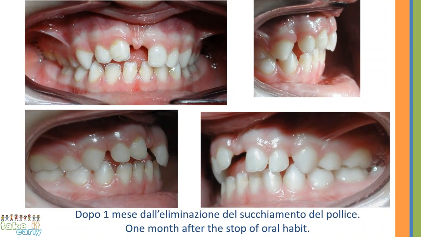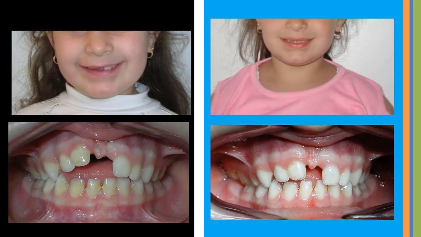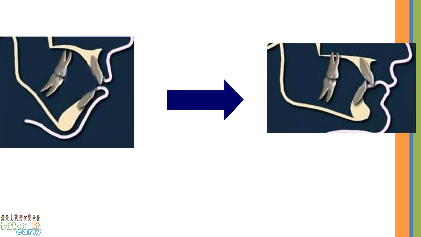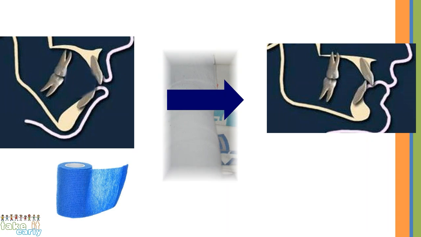And it's possible to obtain a large change of the position of the teeth only 1 month after the stop of the oral habit. You can see it in the pictures. And it's important to maintain the vertical control, the correct vertical relationship, to avoid the post-rotation of the mandible.